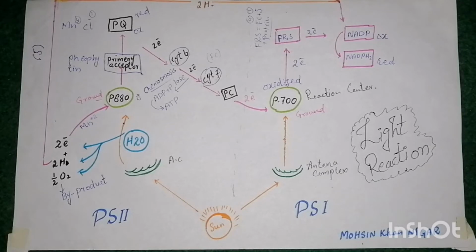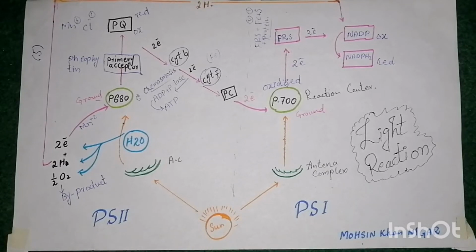Light reaction is also called Hill's reaction, photochemical reaction, photophosphorylation, and it is also known as Z-scheme reaction. The light reaction occurs in the granum, and it is defined as that reaction of photosynthesis which directly depends on light and produces a chemical with the help of light.